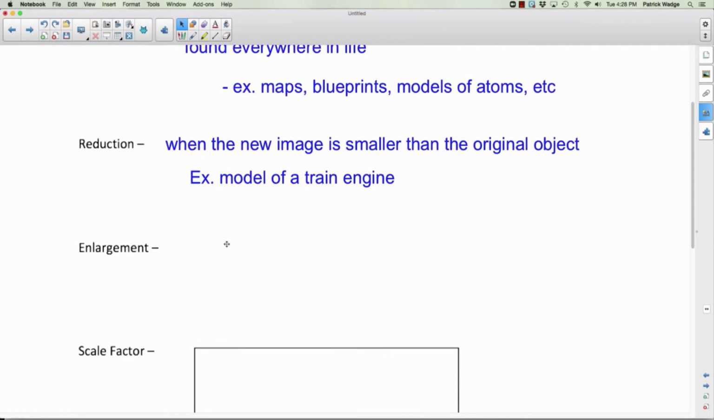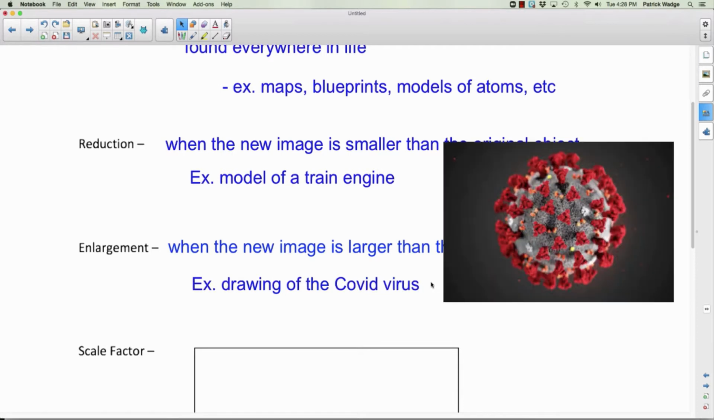With an enlargement, as you can guess, the new image is larger than the original. Think about the COVID virus that you keep seeing pictures of in the news and everything. The real COVID virus is very, very small. And when you see these drawings that artists have drawn of it, it should be the same shape as the real virus, but obviously it's a lot larger. So this is an enlargement.